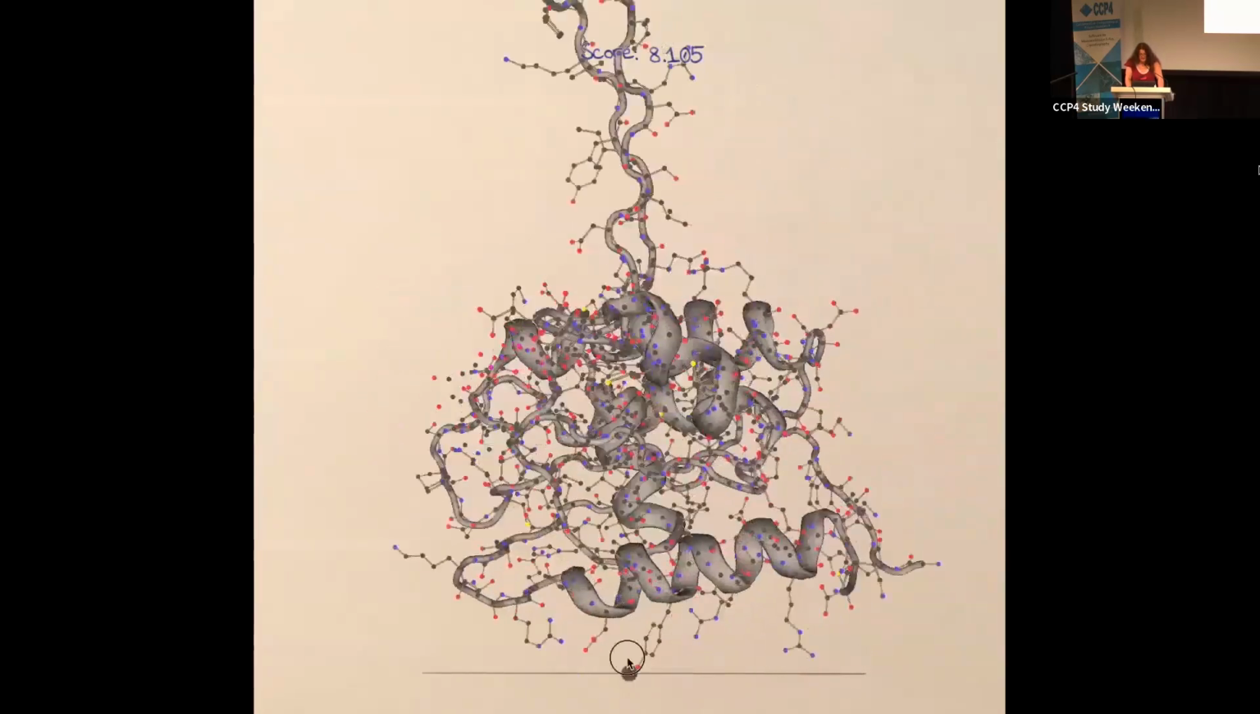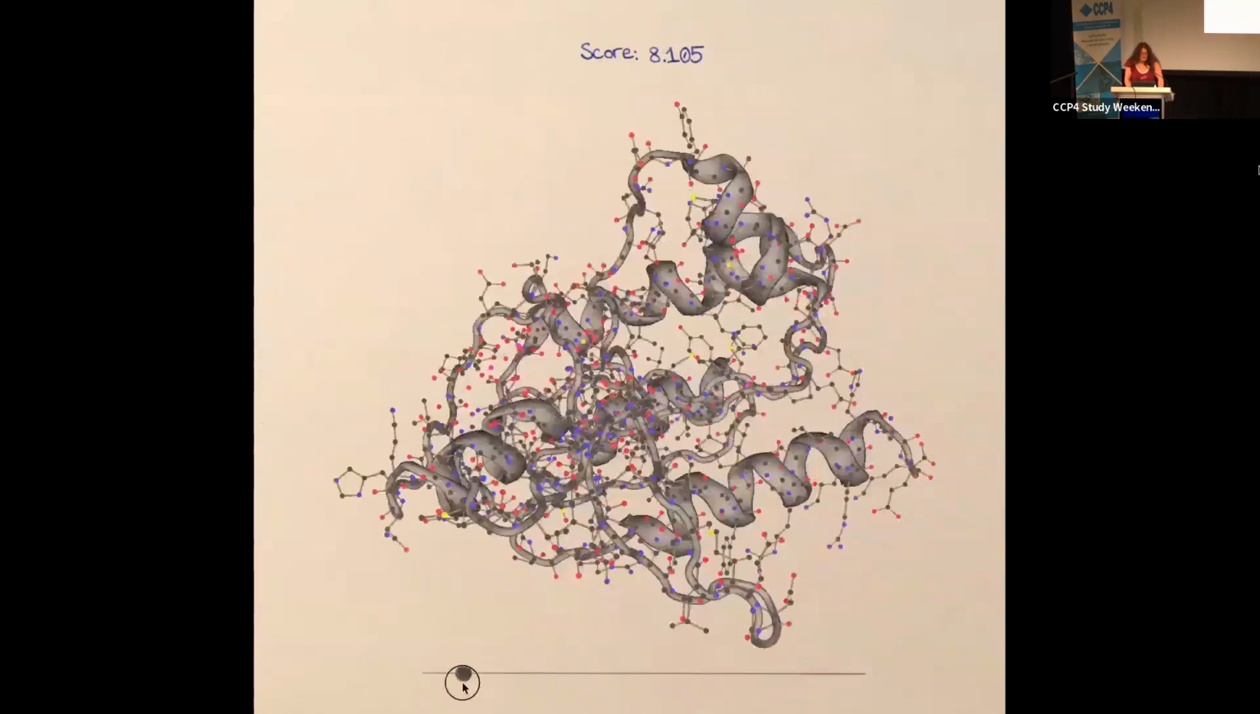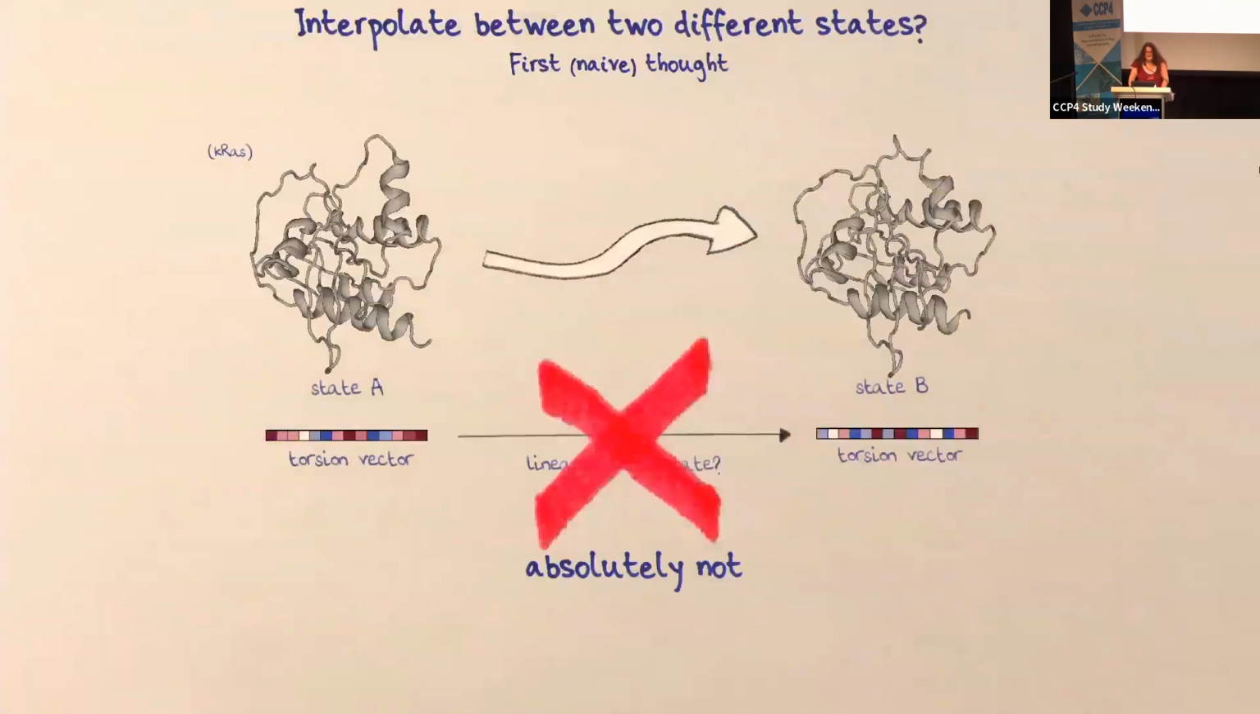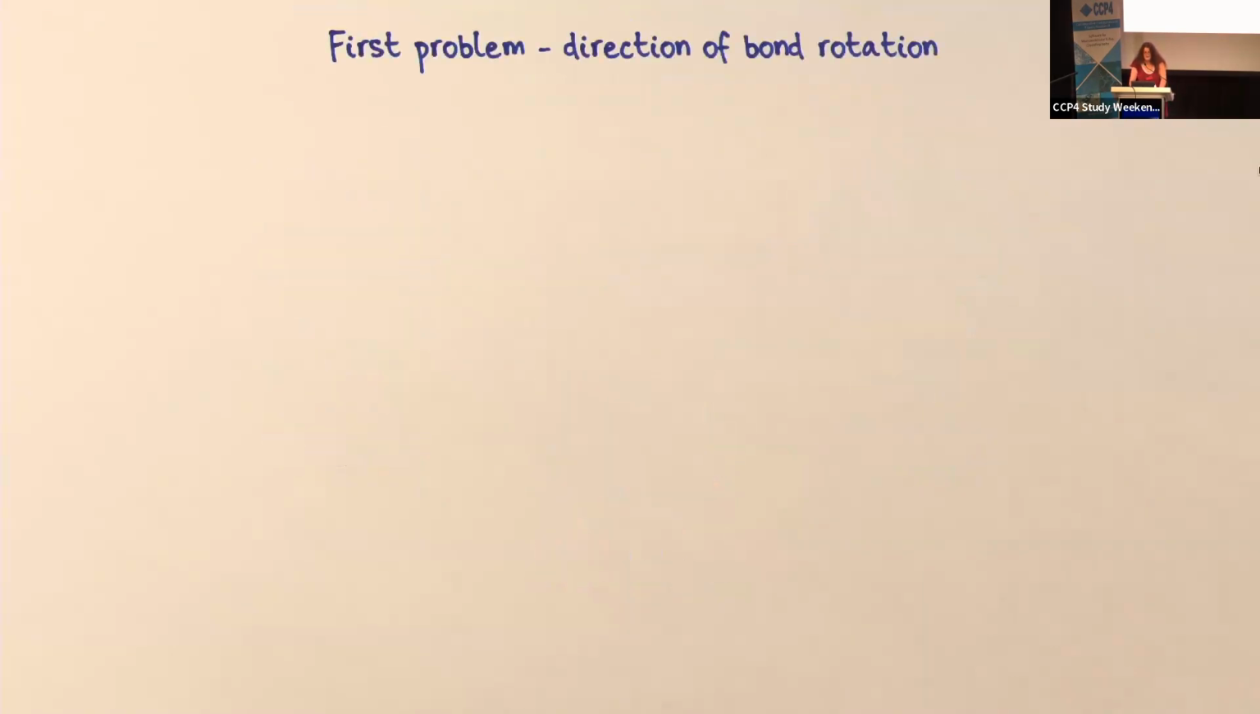and physics. So this isn't actually the way to go, but at least it starts and ends in the right place. So let's have a look at the stuff in between. This actually decomposes into two problems. First problem is the direction of bond rotation.